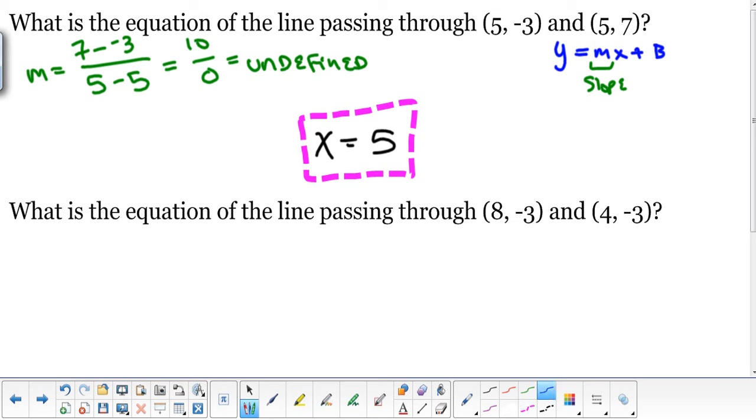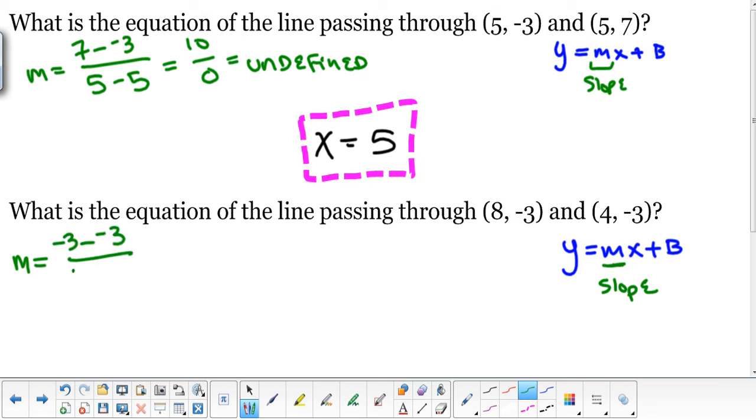Come to the next one. They give me 2 points. I'm going to look for y = mx + b. And the first thing we always look for is the m, or the slope. So y2 minus y1 over x2 minus x1. That's 0 over negative 4. If you type that into your calculator, you get 0.